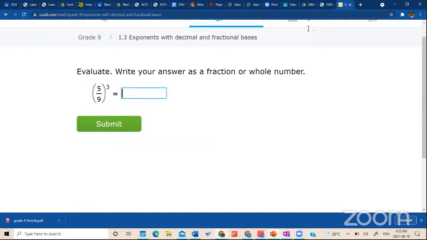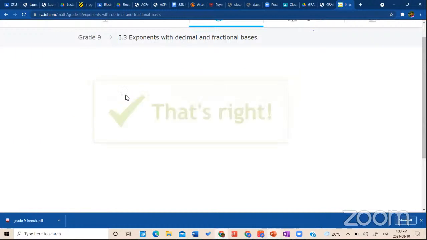5 over 9 to exponent 3. So over here, they said you can write your answer as a fraction or whole number, so we can do a fraction. It's going to be 125 upon 729. Basically you have to keep the numerator at the top always. So first you're going to do 5 cubed. What does 5 cubed give you? 125, very good. And then 9 cubed is? 729. Yeah. So we have to keep the same order.